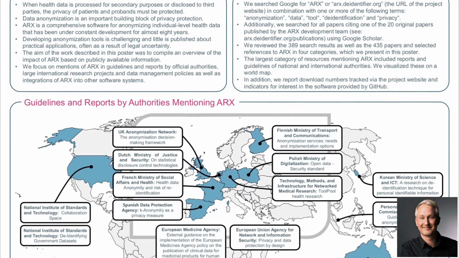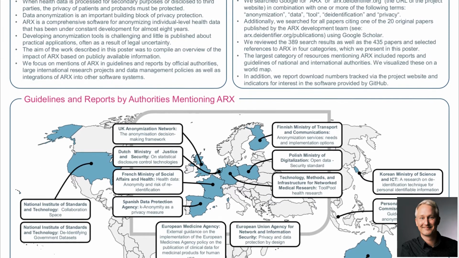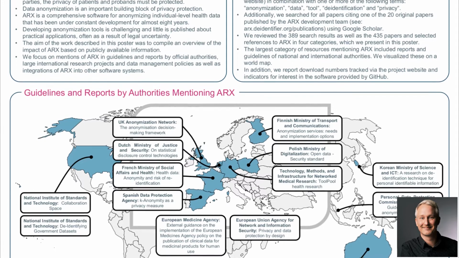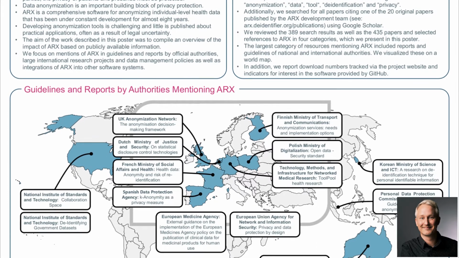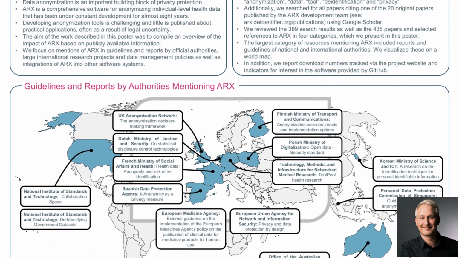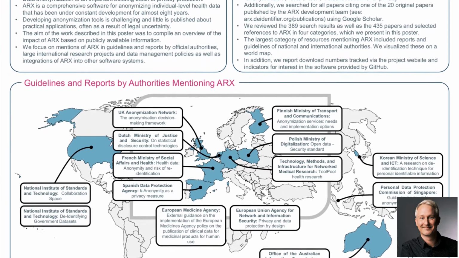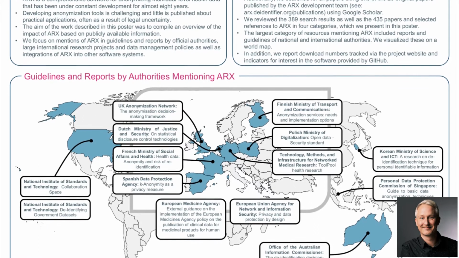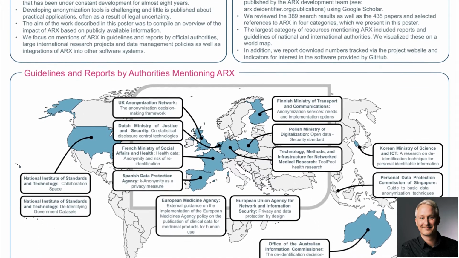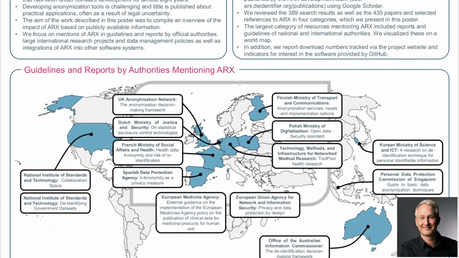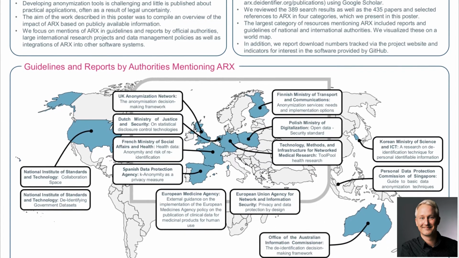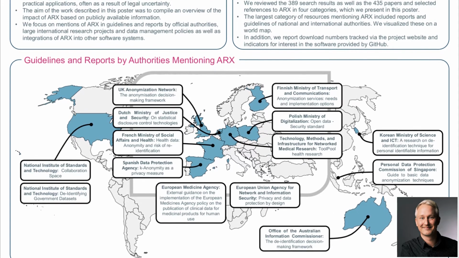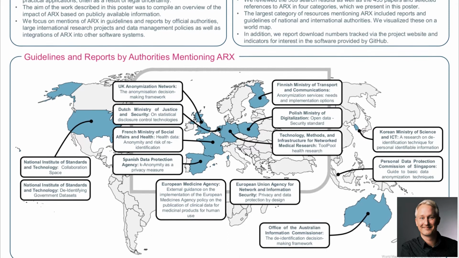The aim of the work summarized in this poster was to provide an overview of the impact that ARX had in various contexts. To achieve this goal, we searched Google using all reasonable combinations of the terms ARX and the URL of the project's website, as well as anonymization, data, tool, and privacy. Moreover, we searched Google Scholar for all papers citing papers published by the ARX team on the different methods and approaches implemented into the software. In total, we received 389 search results from Google and 435 citations from Google Scholar.